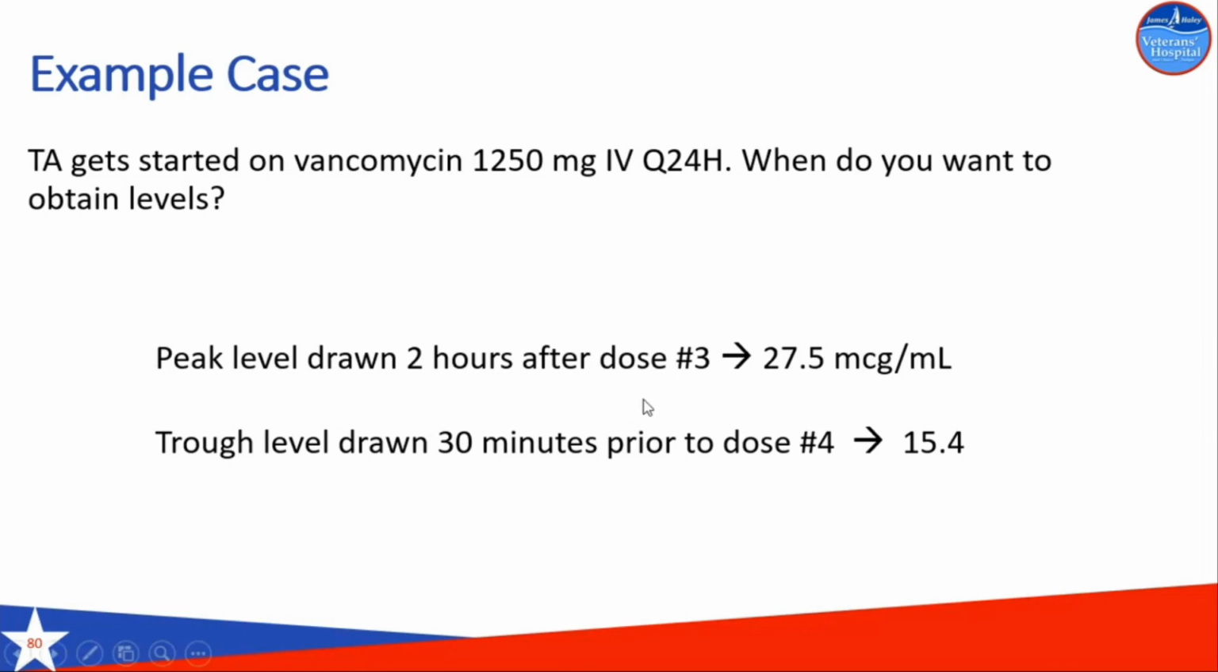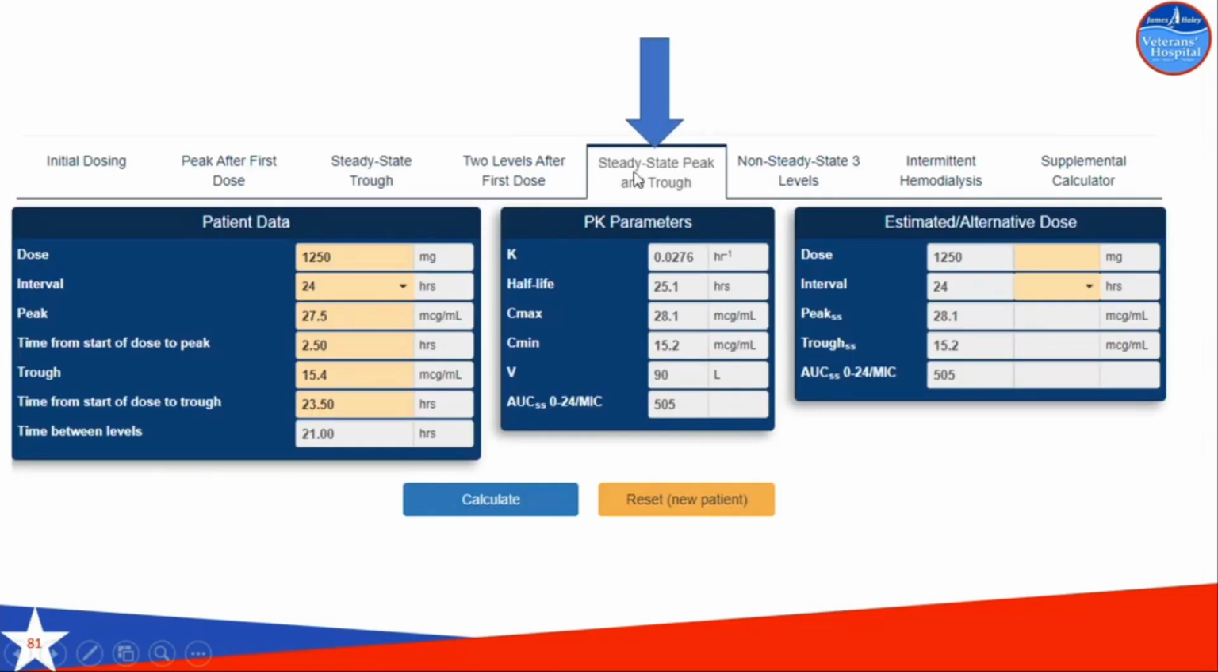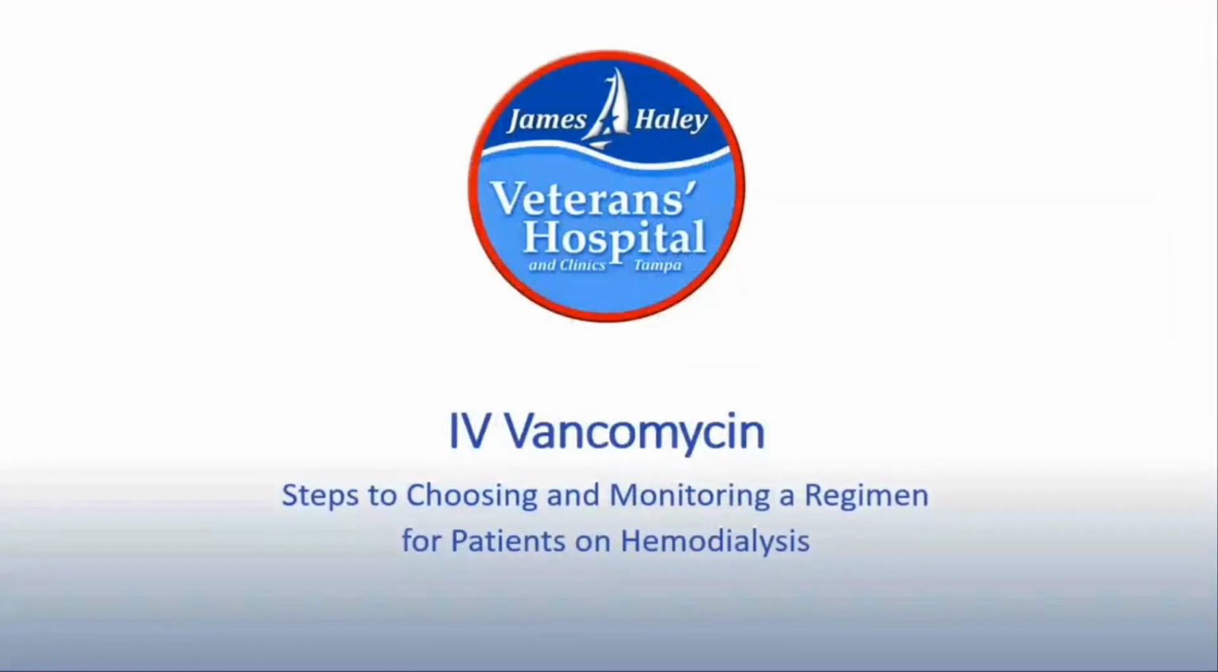So if you go back to your calculator, there's a tab that says steady state peak and trough. And again, just like your aminoglycosides, you can put in the dose, your levels, and when the levels were drawn, and hit calculate. And it's going to tell you these are the parameters specific to your patient. And then if they're not in range, it's going to suggest an alternative dose that would put the patient in range. But as you can see here, our patient's area under the curve is still about 505, so that's perfect. So we're not going to make any changes to his regimen.